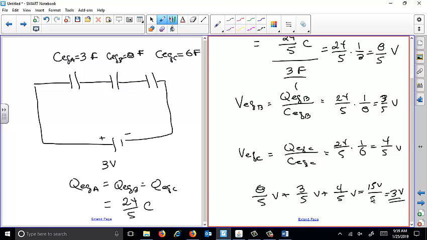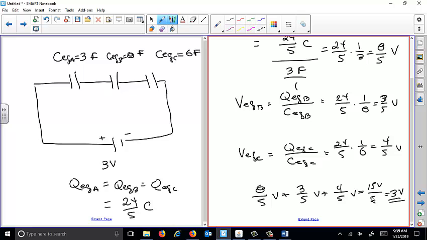So you can see that for equivalent capacitor B, we get 3/5 volts. All I did was take the charge and multiply by the reciprocal of the capacitance. So 24 divided by 8 is 3, so you get 3/5 volts. The last one, 24 divided by 6, is 4, so you get 4/5 volts. And notice that the sum of the voltages, 8/5 plus 3/5 plus 4/5, equals 3 volts. Has to work out.